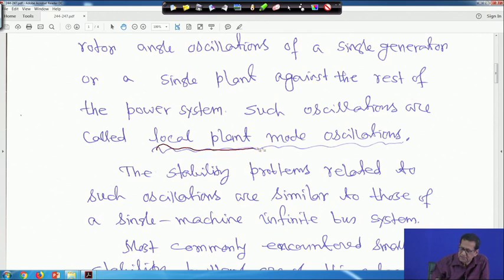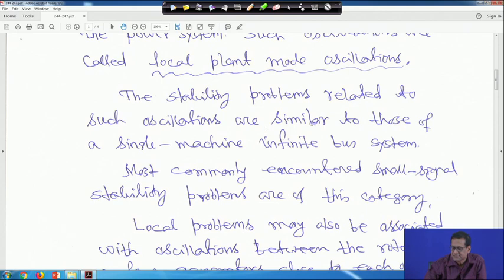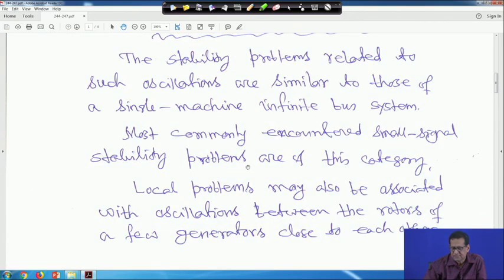So, this is called local plant mode oscillations, right. Now, next, the stability problems related to such oscillations are similar to those of a single machine infinite bus system. Most commonly encountered small signal stability problems are of this category, right.